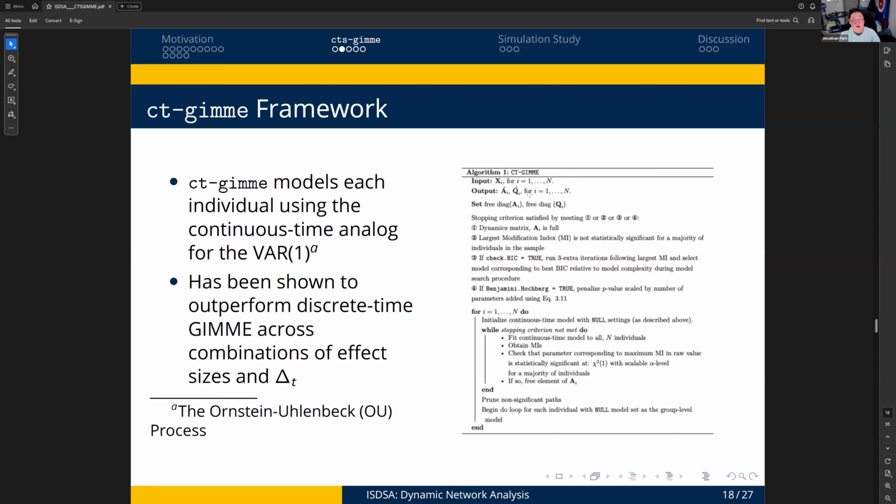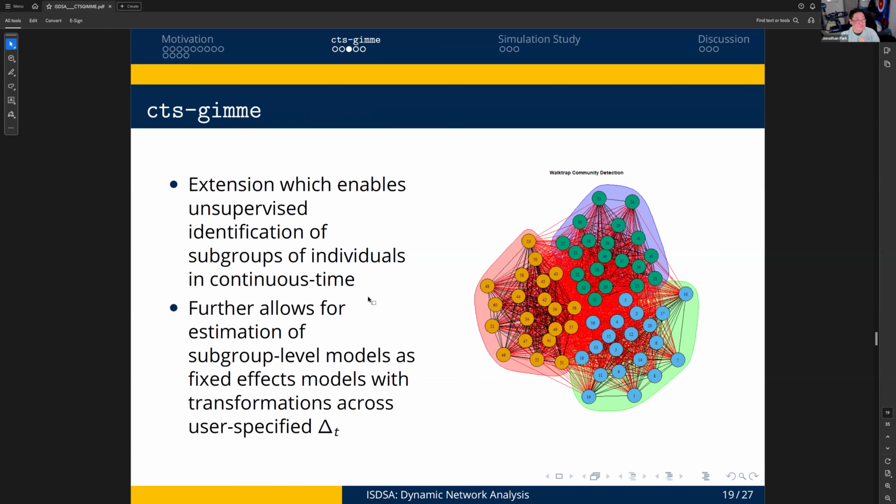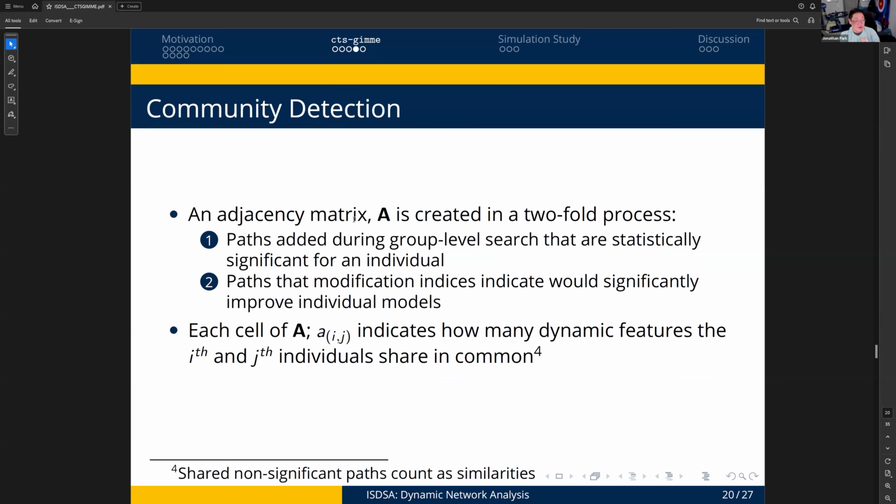Throughout all of this, there are procedures for correction of family-wise alpha, as well as different forms of model selection, but we'll only be talking about one form of that today. And so this extension for ctGIME, we can talk about a little bit more specifically. The way that we do the community detection is we create an adjacency matrix that I'll call A. I realize that I'm repeating A from earlier, but this is a different A.